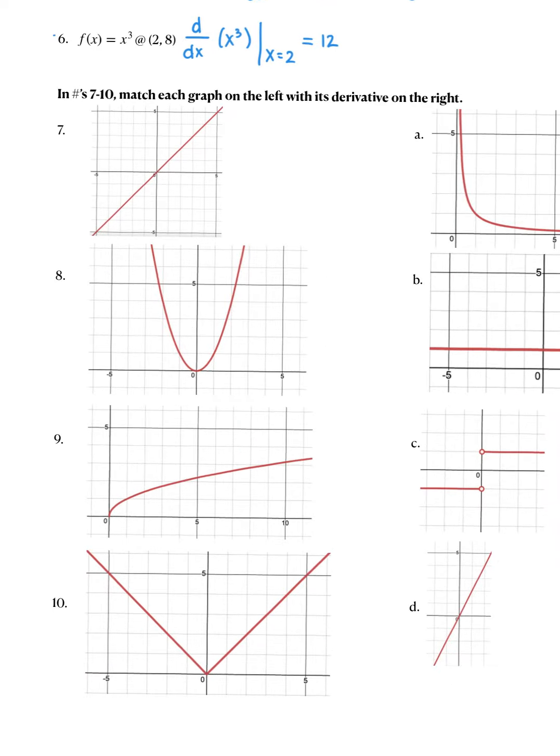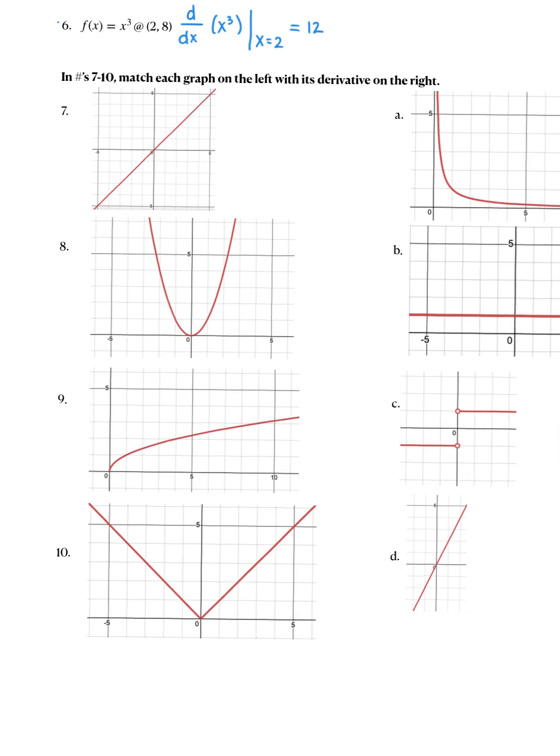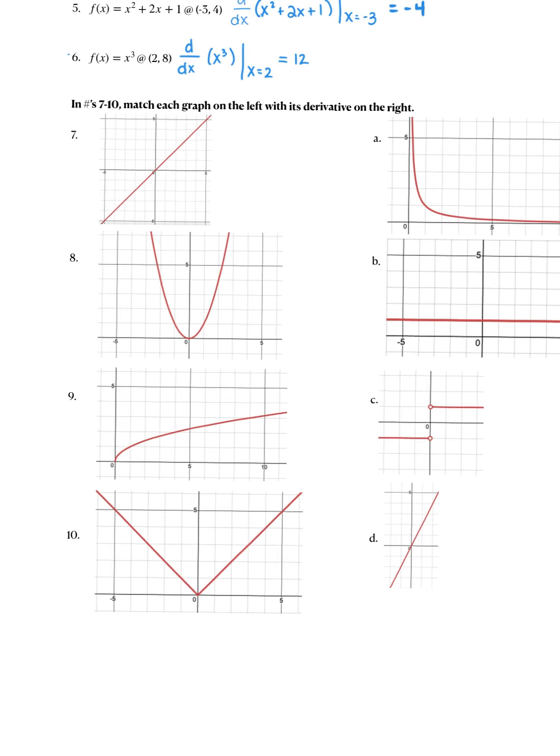Okay, so 7 through 10, we're matching up some derivatives here, and I hope you're starting to see some relationships. I hope you're starting to see, like, oh, anytime the original function looks like this, the derivative looks like that. Okay, so first of all, the linear function. If I were to grab a point anywhere on this line, anywhere I want, and say, I'm going to find the derivative at that point. Really all I'm finding is the slope of that line, right?